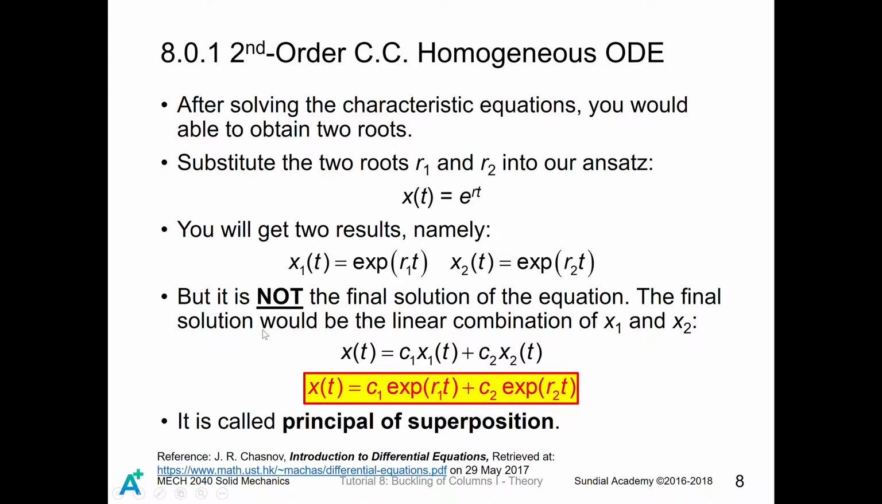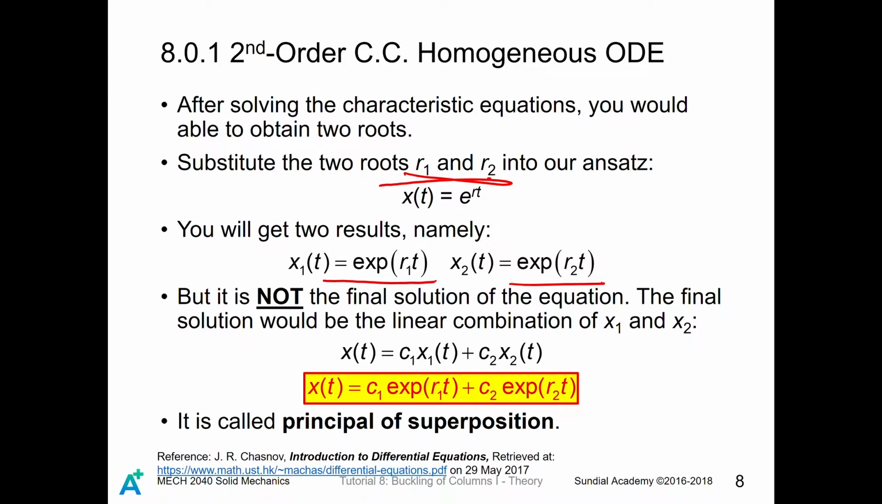So after solving the characteristic equation, you will be able to get two roots R1 and R2. As we just mentioned, the roots could be two distinct real roots, repeated real roots, or complex conjugate roots. After we get R1 and R2, you will get two results, x1 and x2. x1 equals exponential of R1t, and x2 is the exponential of R2t. But it is not the final solution.